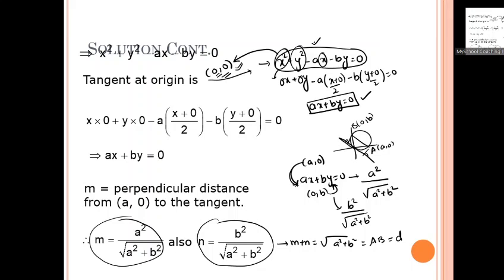Sir, m plus n is the diameter. Yes, that's what came, right? m plus n is root of a square plus b square. But look at the length of AB: A is (a, 0), B is (0, b), so AB will also turn out to be root of a square plus b square, by the distance formula. Okay, sir. Okay.